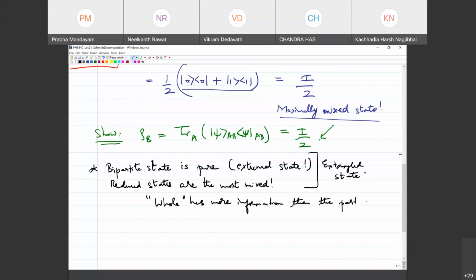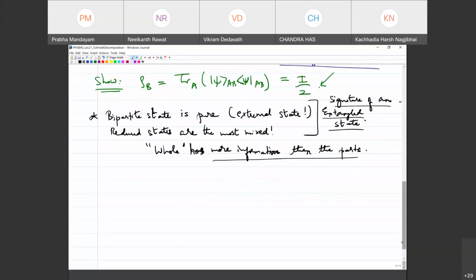I would say this is a signature of an entangled state, right? Where the whole actually has more information than the parts, and these Bell states form an extreme example of this, where the whole is a perfectly pure state and the parts are maximally mixed states, right? So this can be quantified. This amount of information in a state can be quantified via the entropy, right?